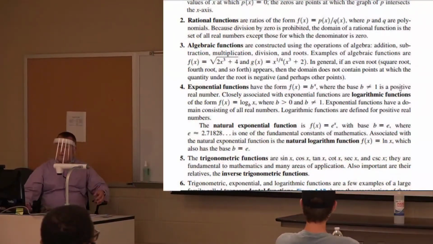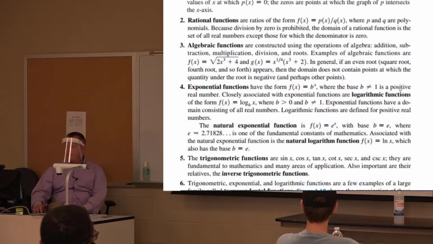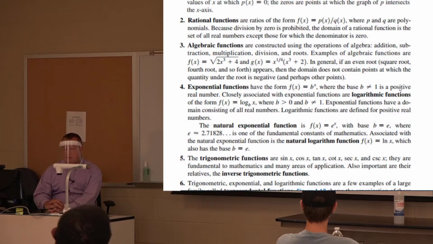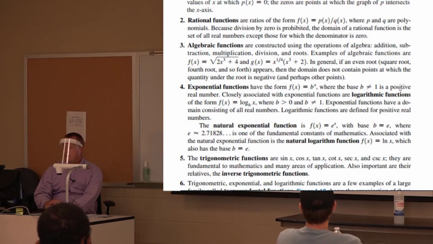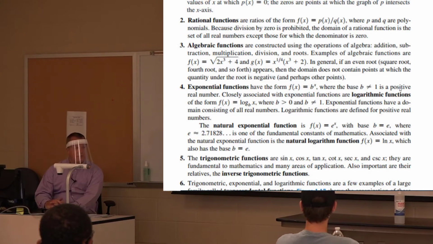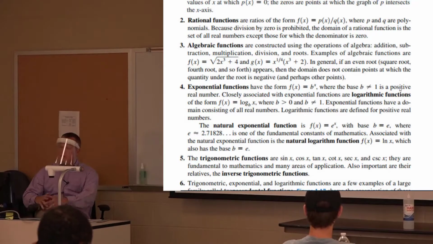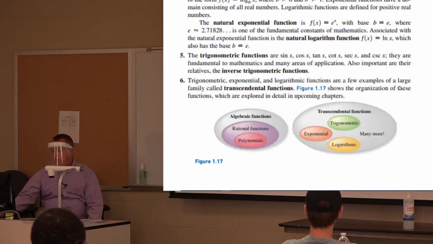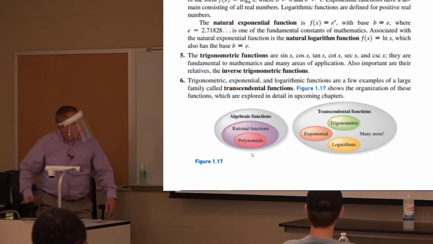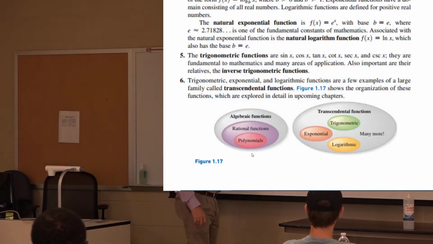So we've got polynomial, rational, and then they talk about algebraic functions. Polynomial and rational are algebraic. Also, roots, square roots, any of that, are also considered algebraic functions. They give a little chart showing one group of functions called algebraic functions, which includes polynomials and rationals, but also square root functions.